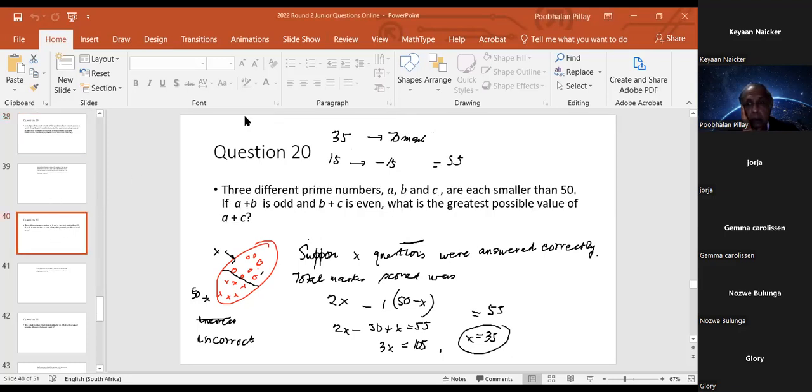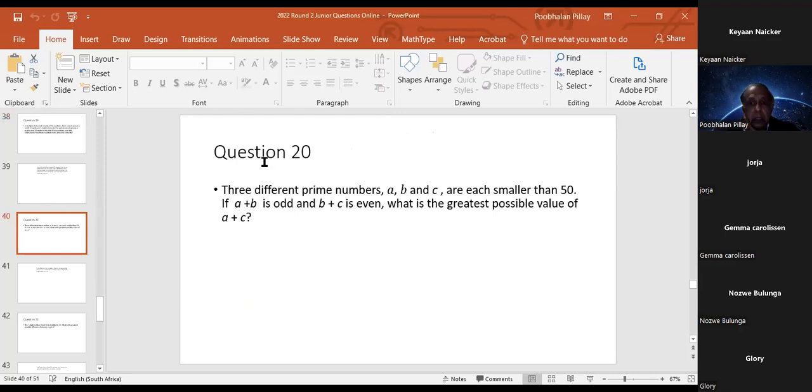Okay, so now we go on to question 20. The answer to the last question was 35. Question 20, 3 different prime numbers. So we are talking about prime numbers now. What are the prime numbers? Let's just pause here. Prime numbers are 2, 3, 5, 7, 11, and so on. So you got 3 prime numbers which are all different.